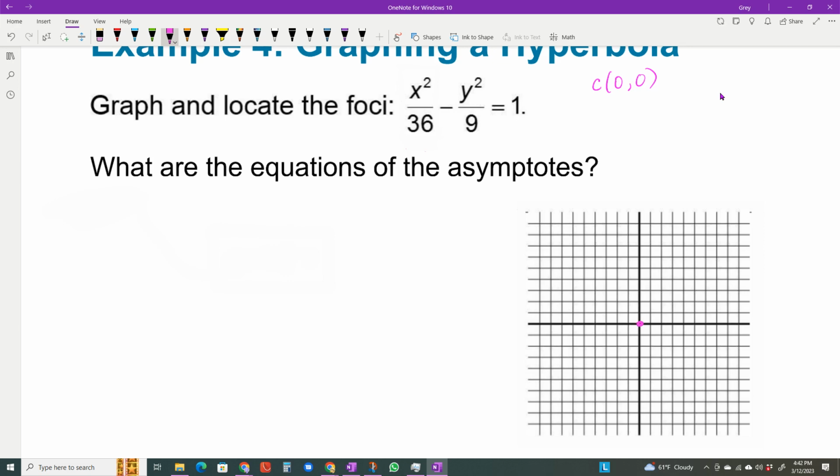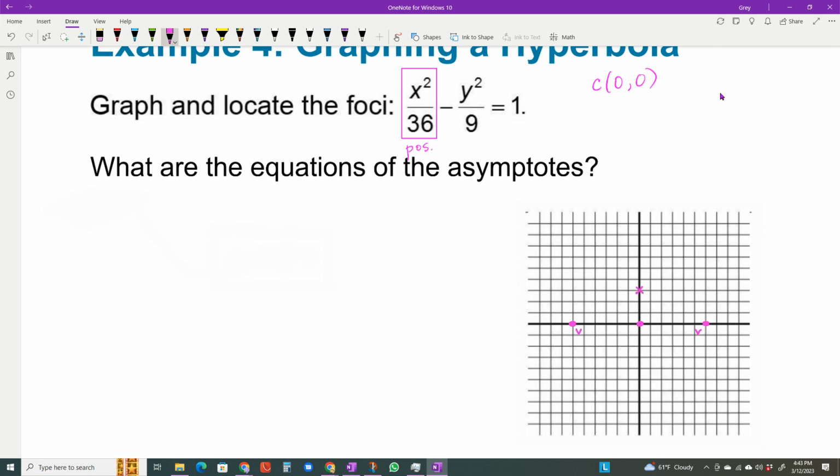And just like I've done before, underneath my x squared is 36, and the square root of 36 is 6. So I'm going to go right 1, 2, 3, 4, 5, 6, and left 1, 2, 3, 4, 5, 6. So those are my vertices. That's a vertex and that's a vertex. Remember, this is my positive term. So when I go up and down from my center, I'm going to go up and down the square root of 9, which is 3.